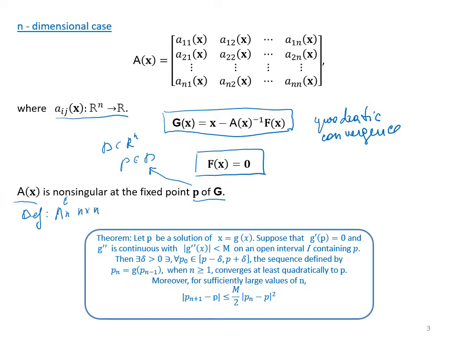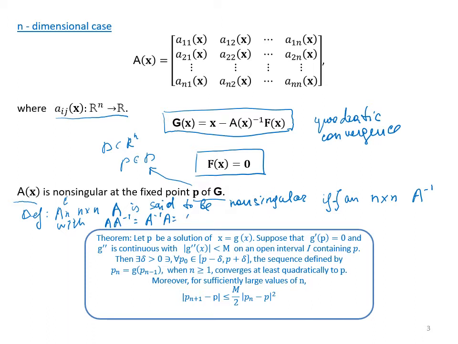And just to remind you, the definition of a non-singular matrix is the following. An n by n matrix A is said to be non-singular or invertible if an n by n inverse matrix exists with the property that the product of matrix A and the inverse matrix equals the product of the inverse matrix and A, and equals the identity matrix.